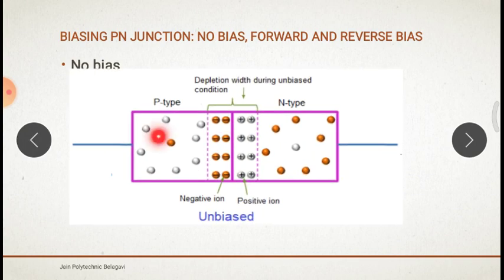See here, in the p type holes are more, electrons are less. In the n type electrons are more, holes are less, and this is as usual a depletion layer. I told that in the n type, leaving the electron, so positive ion. P type accepting the electron, so negative ion. This acts as one potential barrier. We are not applying any voltage, so as it is, it will be there.